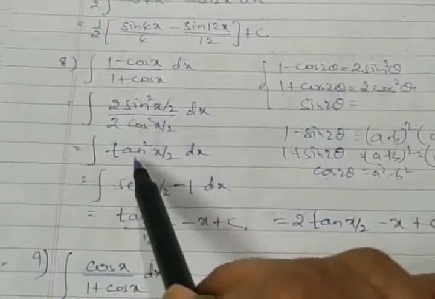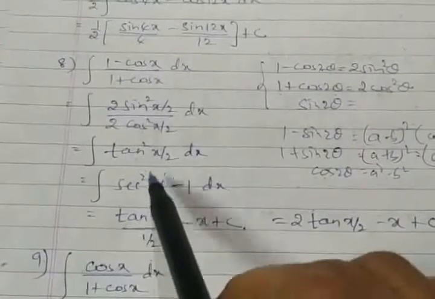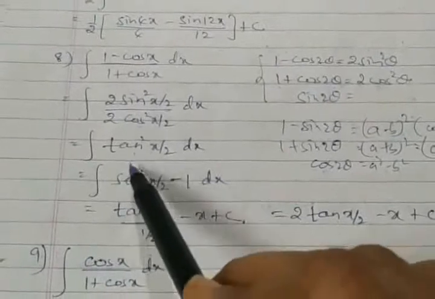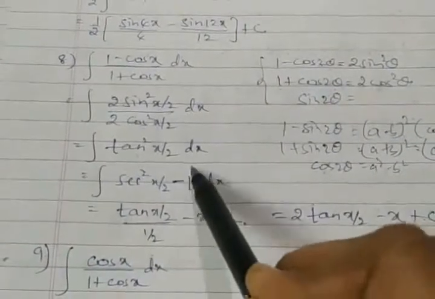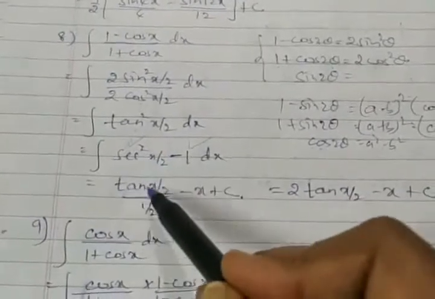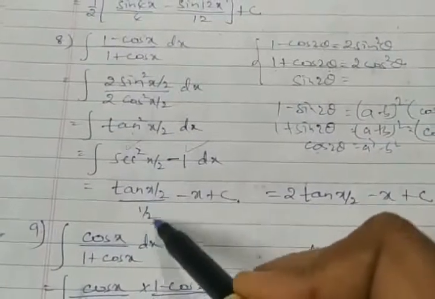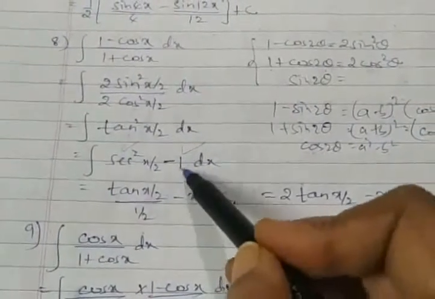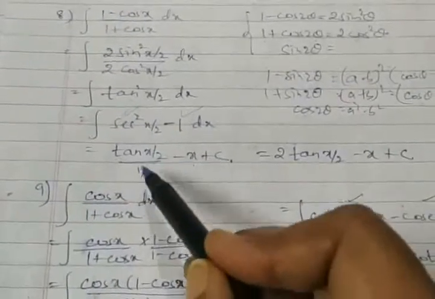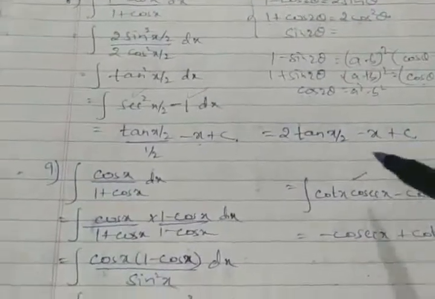Now integration of tan square, I think you remember how to integrate tan square. It can be taken as secant square x by 2 minus 1. So integration of secant square is available, integration of 1 is available. Integration of secant square is taken as tan x by 2, denominator the coefficient of x, 1 by 2, minus integration of 1 with respect to x, which is x plus c. To balance, we have the denominator. Numerator, we have 2 tan x by 2 minus x plus c should be the answer.